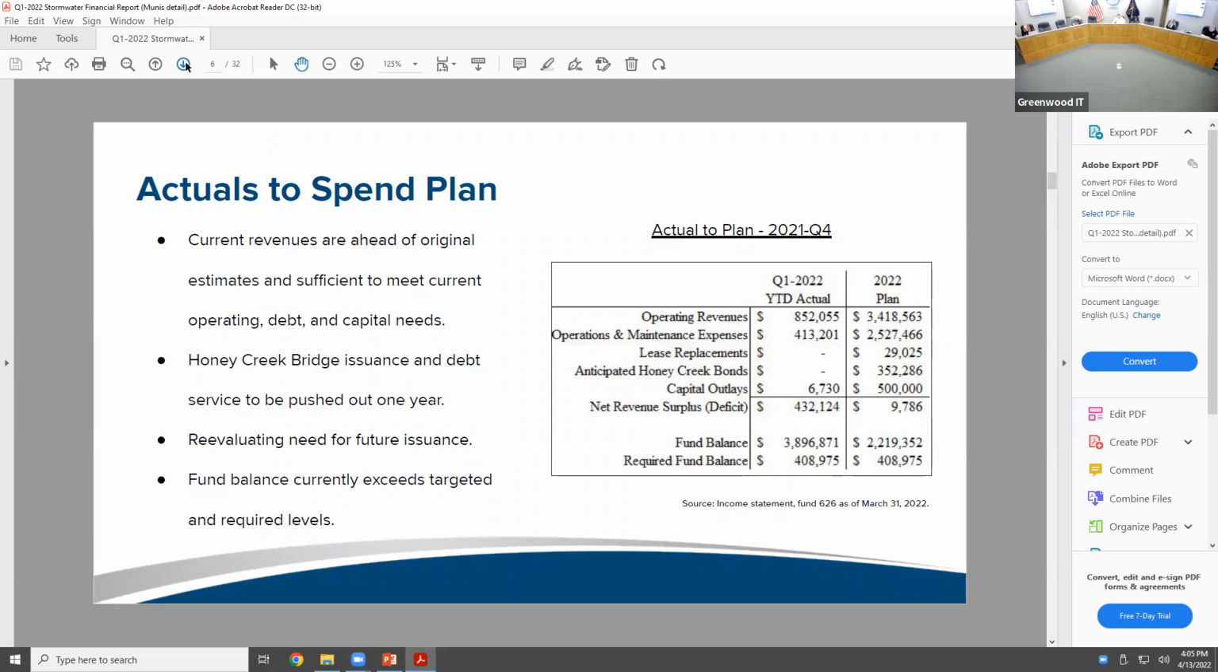By the end of this year, we expect $3.4 million in gross revenue and approximately $9,800 in net revenue. So essentially, revenues and expenses this year are planned to effectively be the same. Okay. The fund balance is higher currently than the 2022 plan, as the previous chart indicated as well, and we'll continue to monitor.